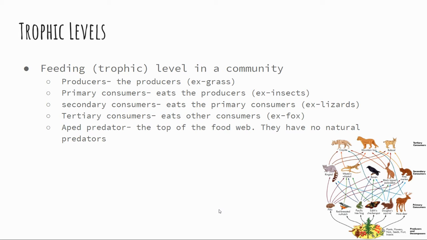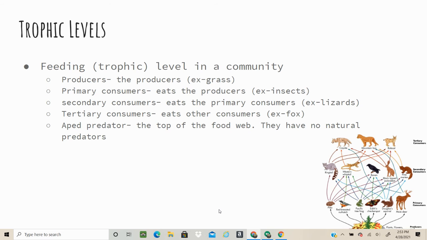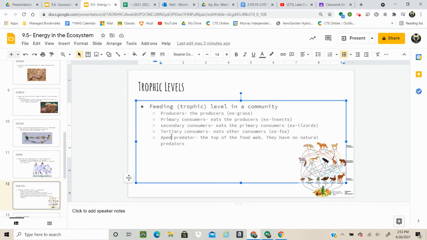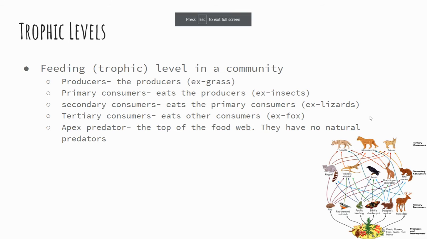All right, trophic levels. The feeding level in the community has a couple different names. The biggest one is going to be the producers, which is like grass. Then you have primary consumers, and these are typically going to be herbivores. They eat the primary producers. Then secondary consumers are going to eat the primary consumers. Tertiary consumers are going to eat other consumers, and then the apex predator is going to be the top of the food chain, so to speak, or the top of the food web. It's the head honcho as far as eating is concerned in a community, and has no natural predators.